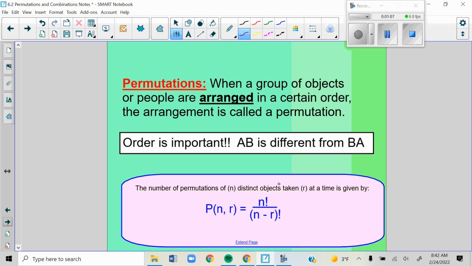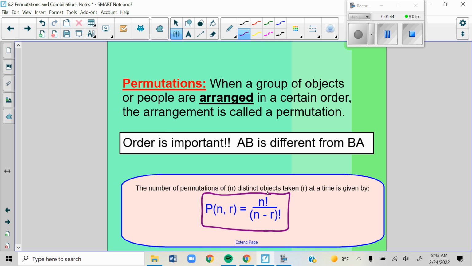All right, so we're going to talk about permutations first. Permutations say when a group of objects or people are arranged in a certain order, the arrangement is called a permutation. So order is important. A, B is different than B, A. So this ties back to our previous example. Our previous example was a permutation. The batting order makes a difference. If you have Sally going first and you have Jane going second, that's different than Jane going first and Sally going second.